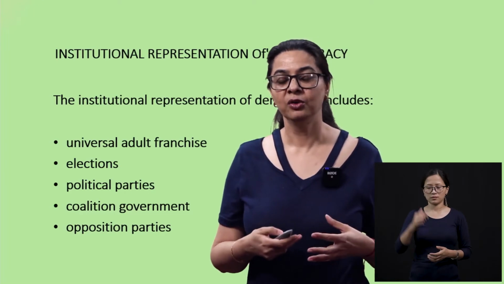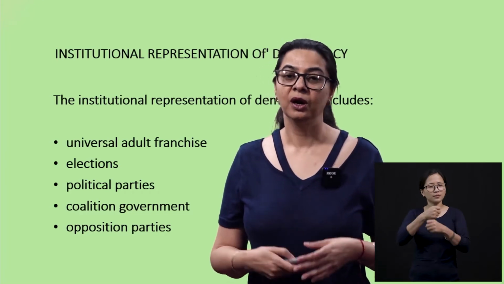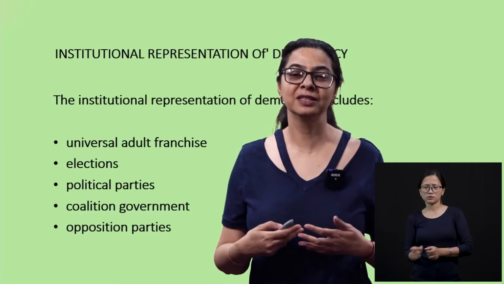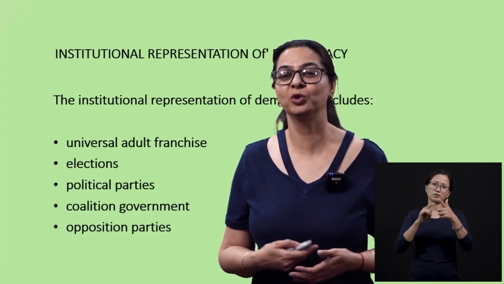So that is how, when two political parties come together to form a government, you call it a coalition government. Now, when the government has formed, what happens to the person who is the second best? So he forms the opposition party.